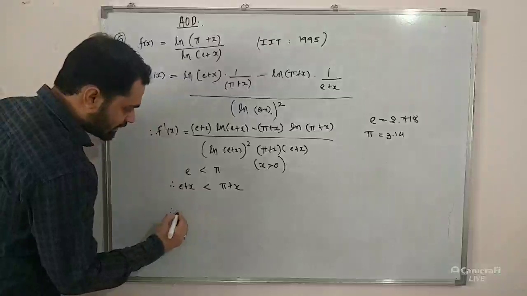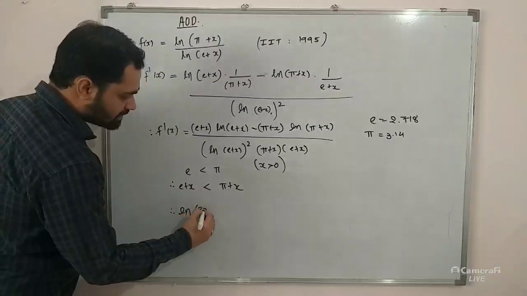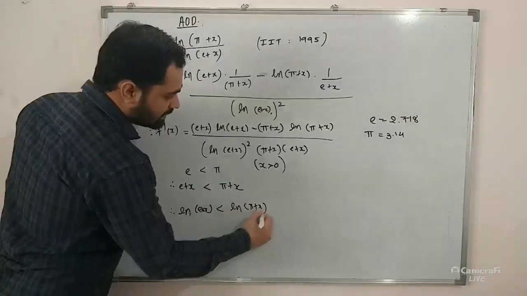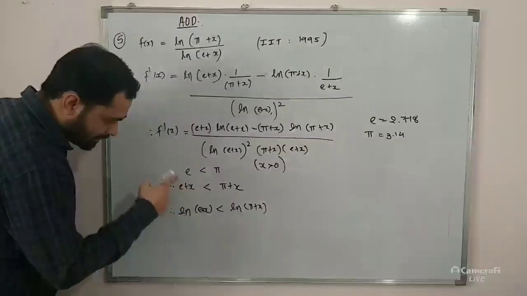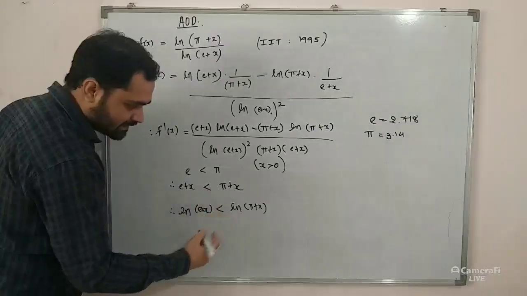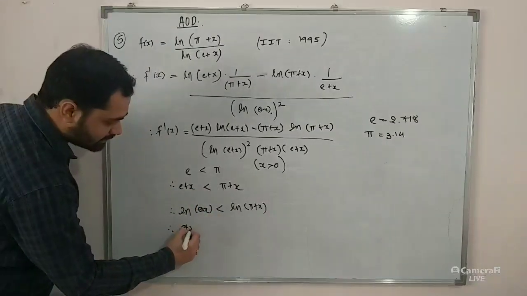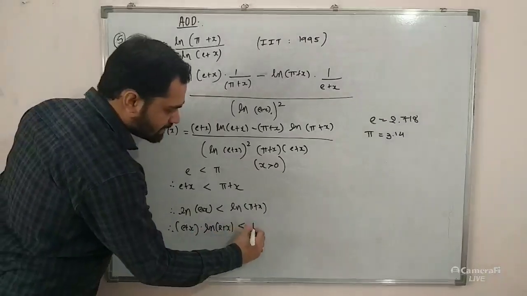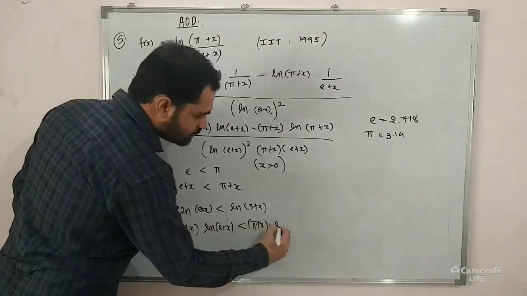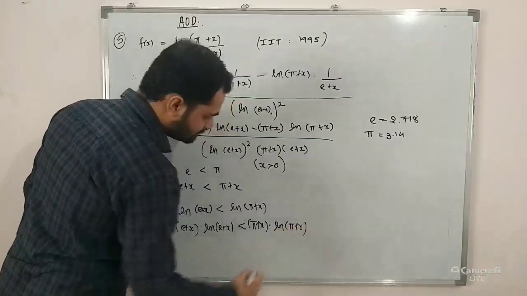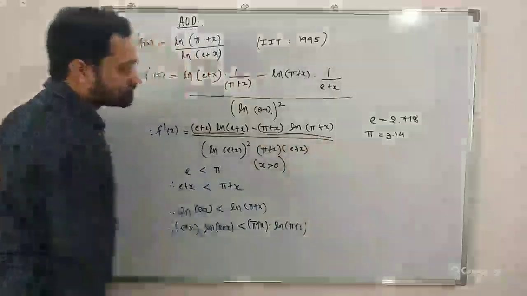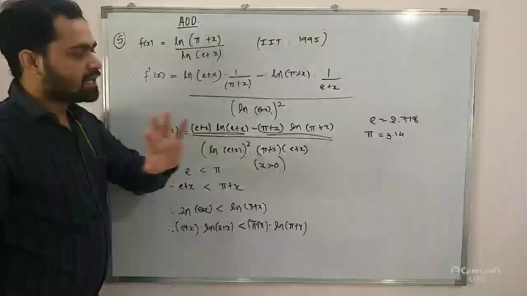So you can also say that taking the natural logarithm on both sides, ln(e + x) is also less than ln(pi + x). Multiplying left hand side with left hand side and right hand side with right hand side, we get (e + x) ln(e + x) is less than (pi + x) ln(pi + x). So this term is lesser than this term.